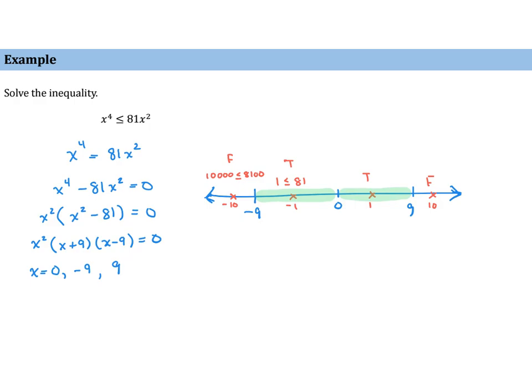So now the question is, what do we do with endpoints? So negative 9 makes this true because it allows for equality. So negative 9 gets included. 9 would get included for the same reason, as would 0. So if we look between negative 9 and 9, everything gets included, even the 0. So our solution is negative 9 to 9.